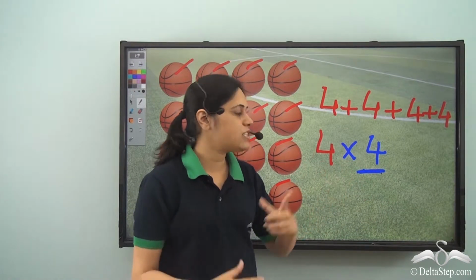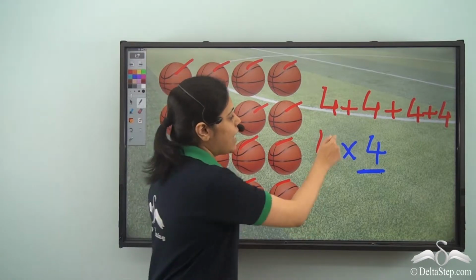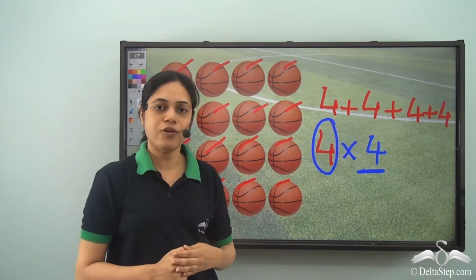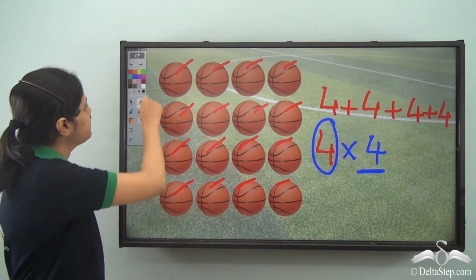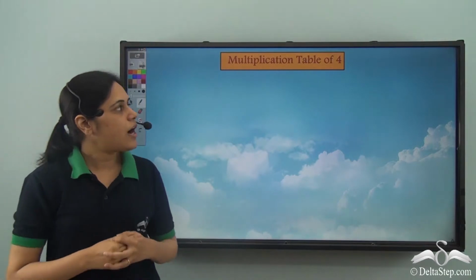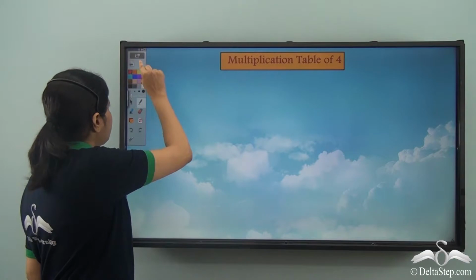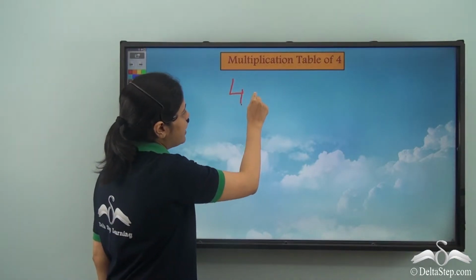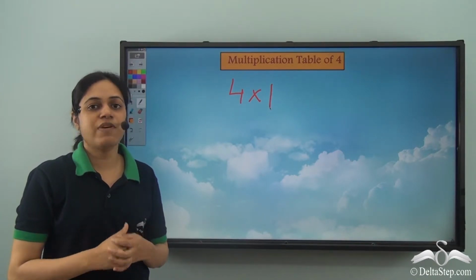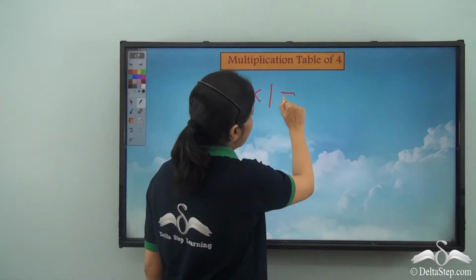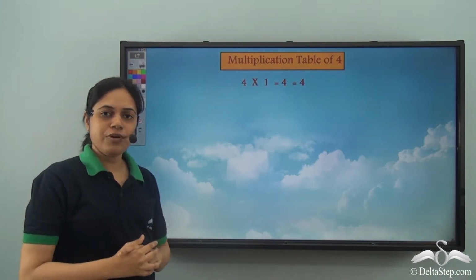So 4 into 4 or 4 times 4. Now how do I find this 4 into 4 or 4 multiplied by 4? For that, I need the multiplication table of 4. So let us make a multiplication table of 4. Now how do we start when we make a multiplication table? So 4 into 1. What is 4 into 1? That is 1 times 4. 1 times 4 is 4. So 4 into 1 is 4.